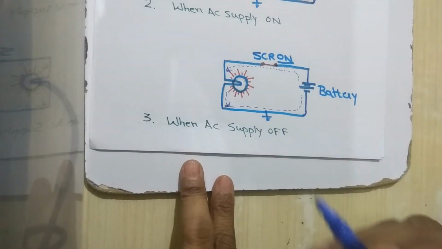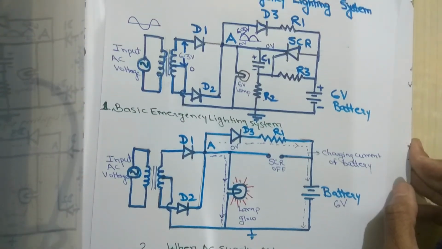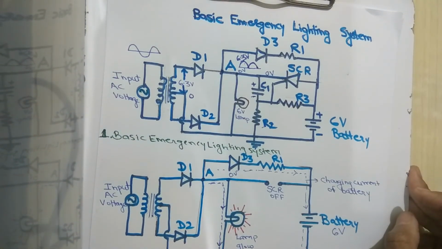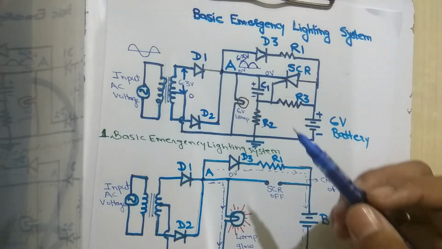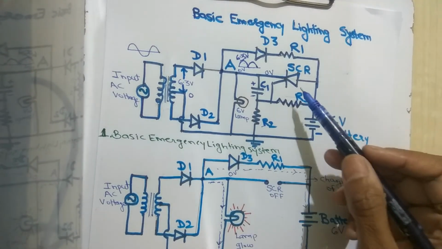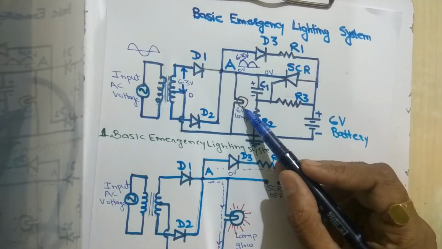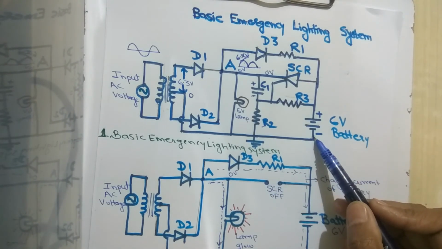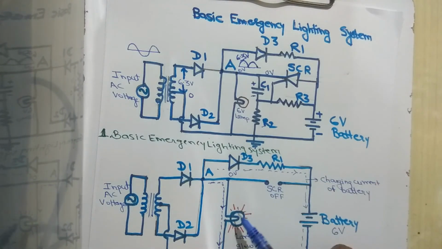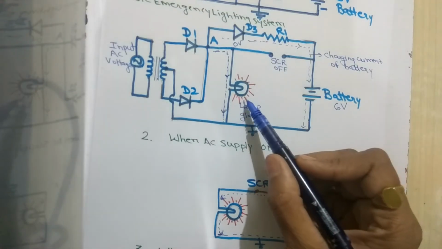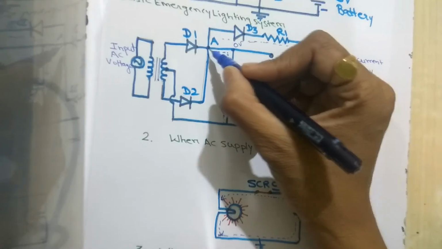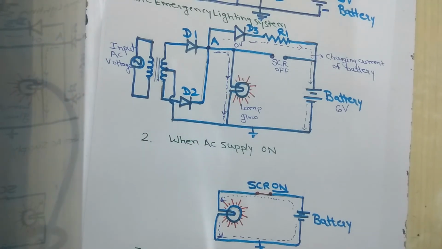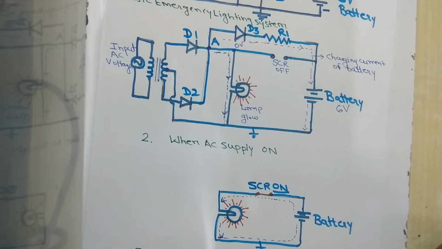Here again we assume that if the input AC voltage appears at that instant, the SCR is turned off again, and the lamp is disconnected from the 6 volt battery, and this lamp glows because of the voltage appearing at point A. In this way, this basic emergency light system works. Thank you.